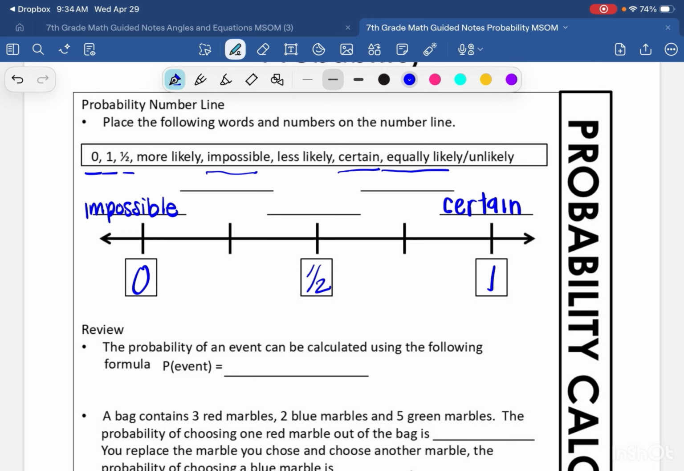Let's talk about what's in the middle. In the middle, it's going to be equally likely or unlikely. And that leads more likely and less likely left. So more likely is going to be between 1/2 and 1, and less likely is going to be between 0 and 1/2.